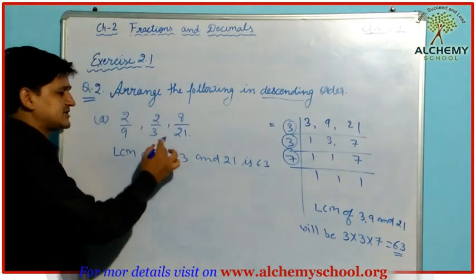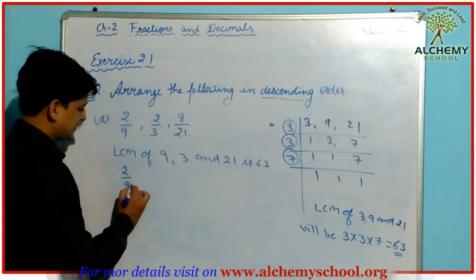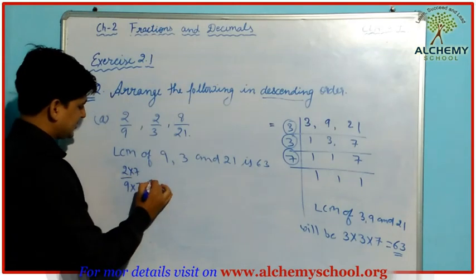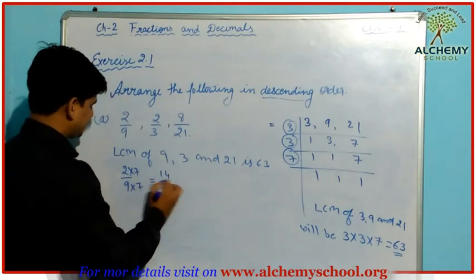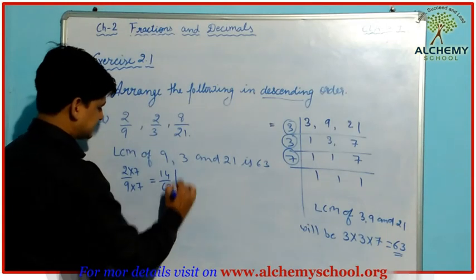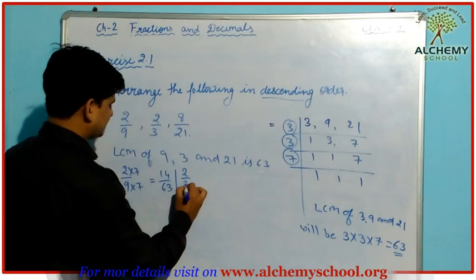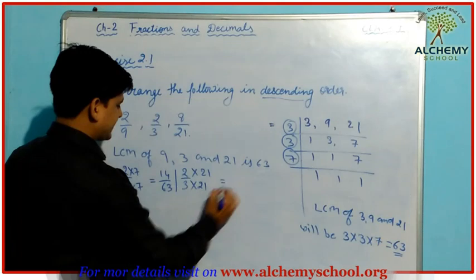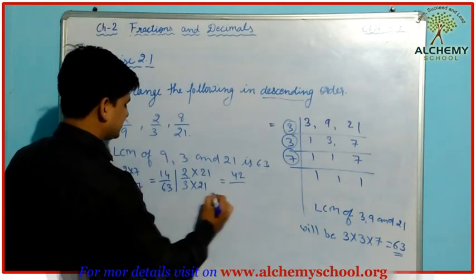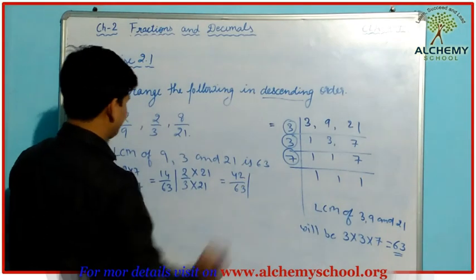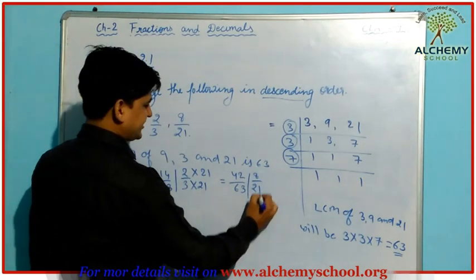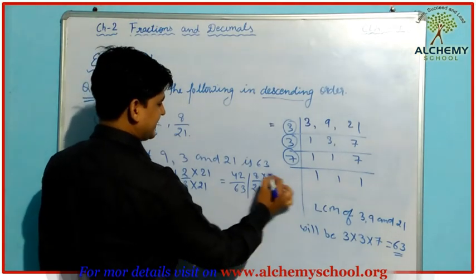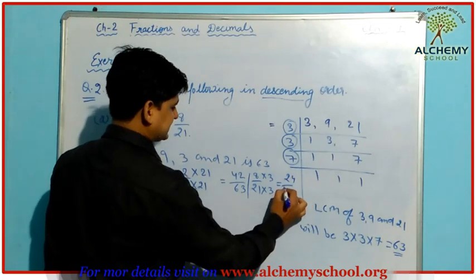Now we have to make the denominators 63. So 2 upon 9, 9 7s are 63. At the same time we have to multiply the numerator also by 7. So we have 7 2s are 14 and 9 7s are 63. The same way we can change 2 upon 3: 21 3s are 63, so 2 times 21 is 42 and the denominator will be 63. The same way we change 8 upon 21. 21 will be multiplied by 3 and 8 will be multiplied by 3. So this will be 8 3s are 24 and 21 3s are 63.